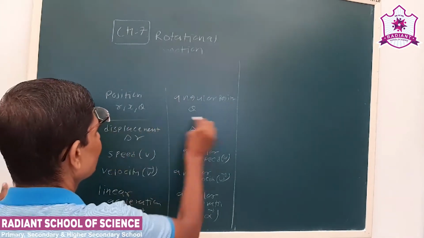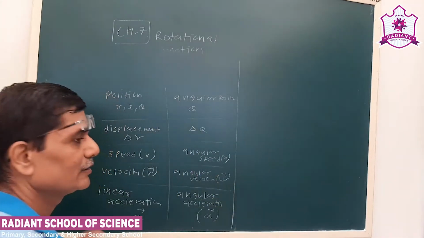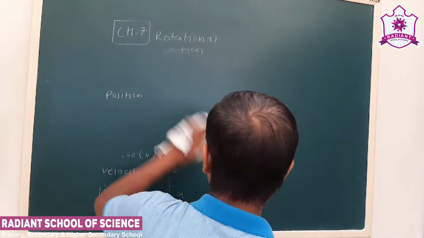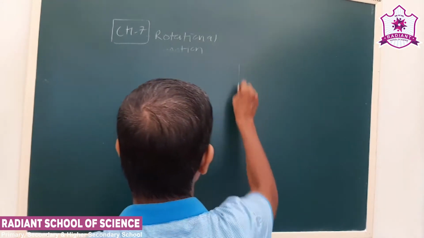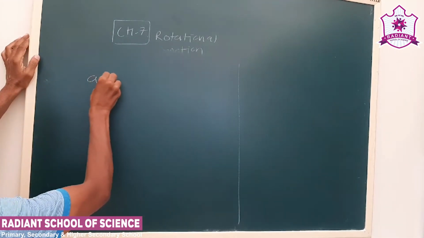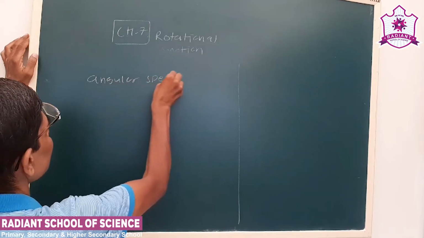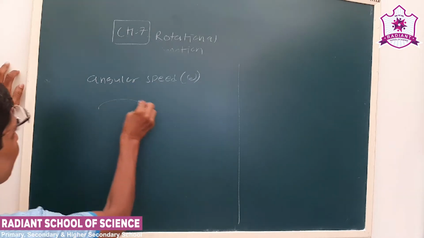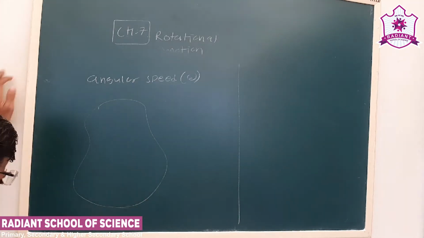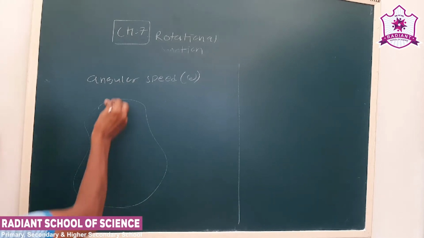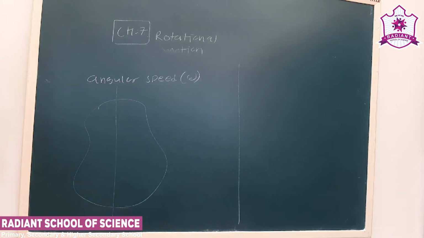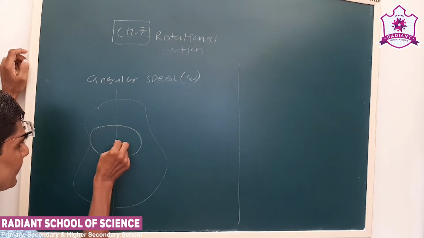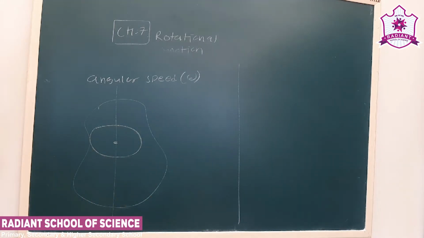One by one we will try to derive the relation between them. First we start with the angular speed, which is denoted by omega. Let us say, see the rigid body, this is the axis of rotation. We have seen that all the particles of a rigid body move on a circular path.